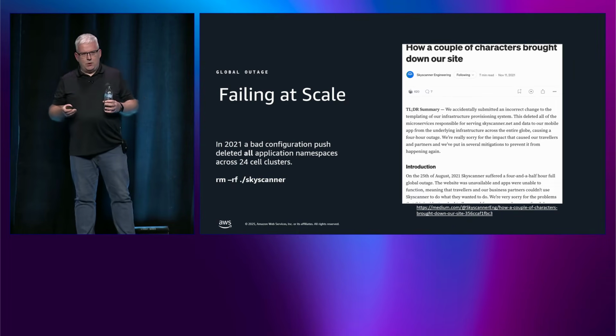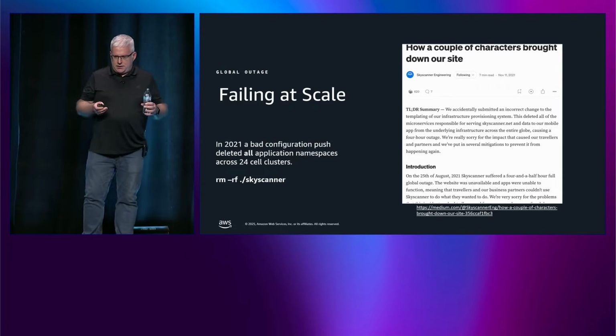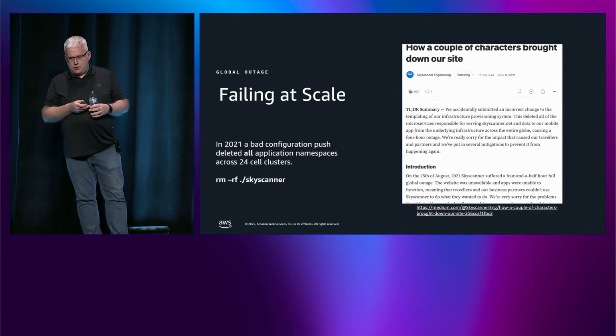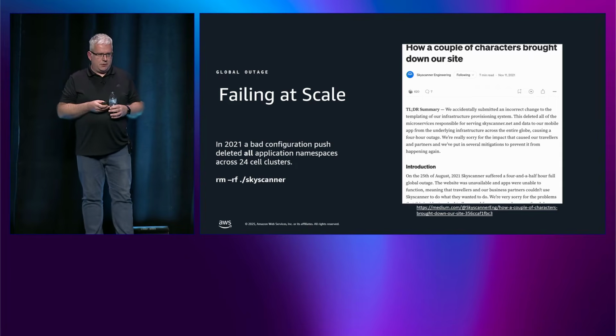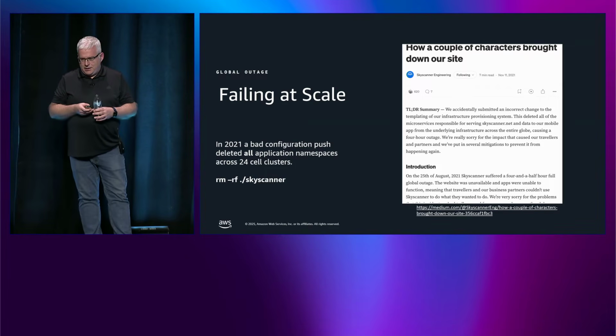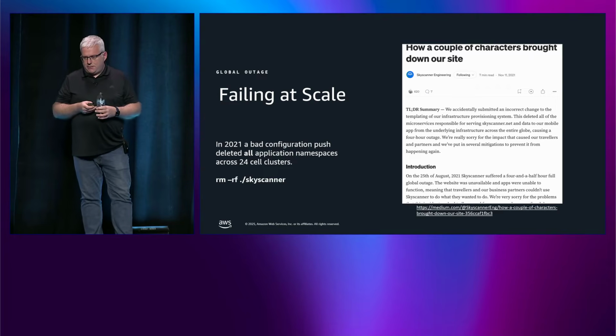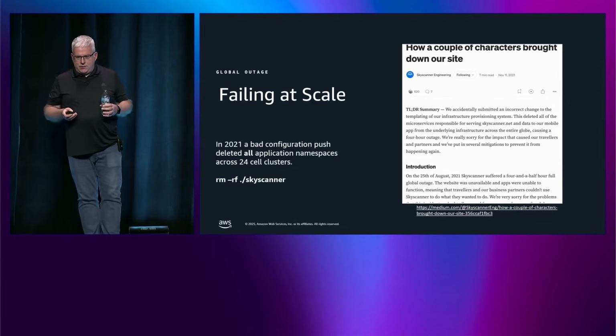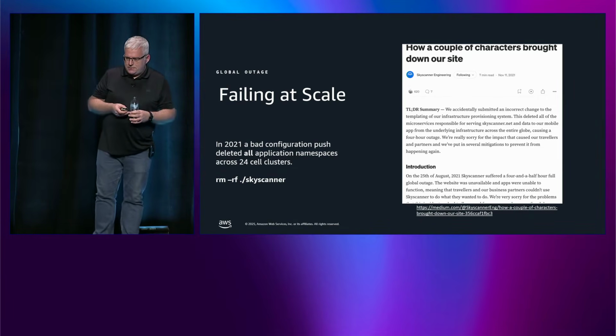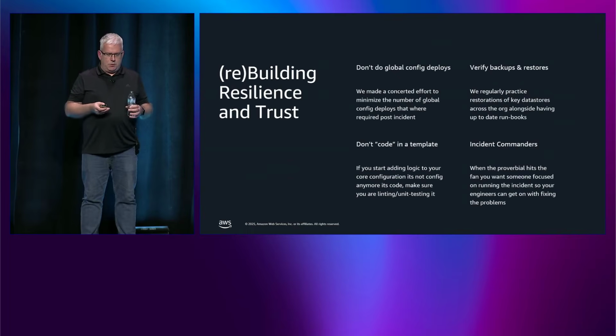So we also have the scar tissue of operating a cells environment. In 2021, a bad config push deleted all application namespaces across 24 clusters in a couple of minutes. It was effectively rm -rf for Skyscanner, and we published a full write-up if you want to go into the gory details. This incident forced us to get really serious about control plane simplicity, config blast radius, and also operational drills. So, rebuilding the resilience and trust.